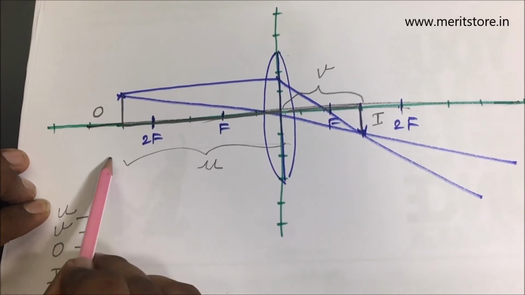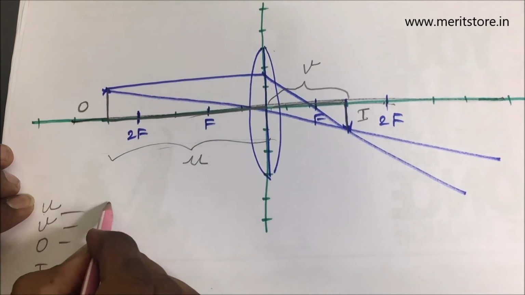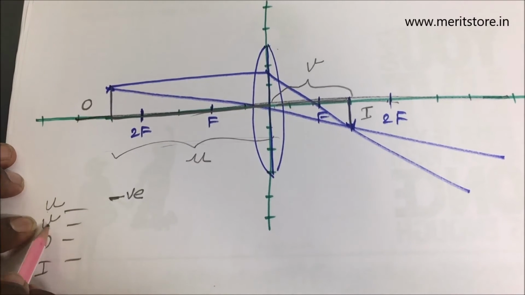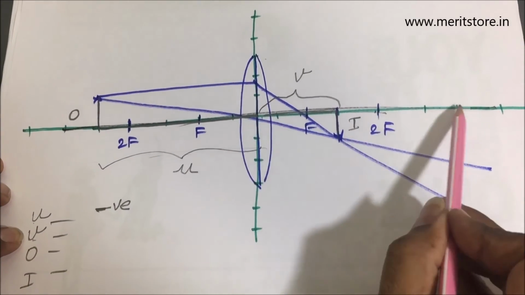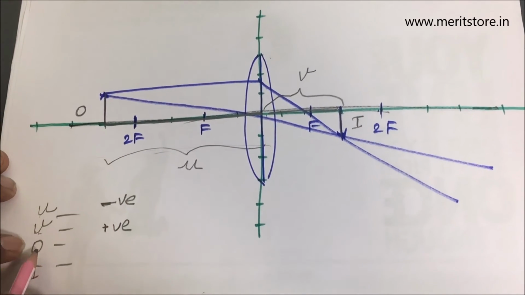Now, U. This is U. Is U positive or negative? It's on the negative side, on the left hand side of the x-axis. Therefore, it is negative. What is V? Is it positive or negative? V is a distance. For distance, I will check the x-axis. It is on that side. Therefore, it is positive.